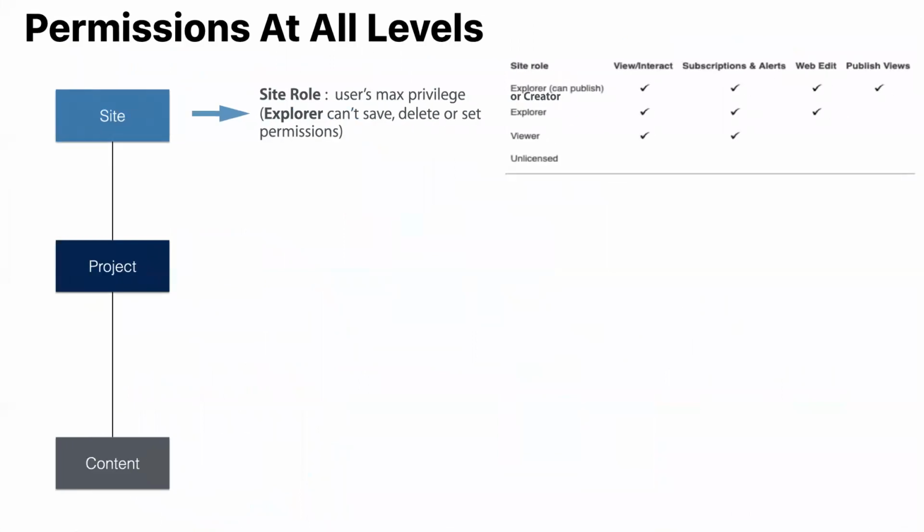Now, what's the difference between project leader, owner, or publisher permission versus a site role? Okay, site roles like admin or creator or explorer can publish. Those are site roles. A site role defines a user's maximum privilege for a site. For example, does the user have a legal right to publish anything to this site?